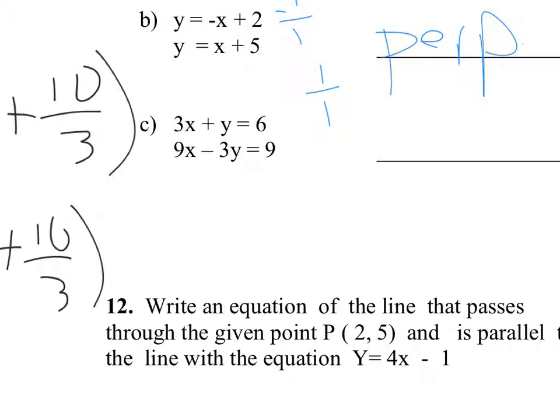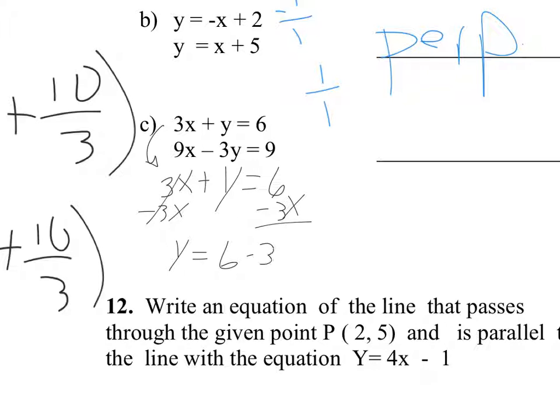Over here, you've got to get these both into y equals mx plus b form. So not very difficult. Subtract 3x on the top one, and that cancels. You get y equals 6 minus 3x. So you have a -3 as your slope. And then over here you have 9x minus 3y equals 9.